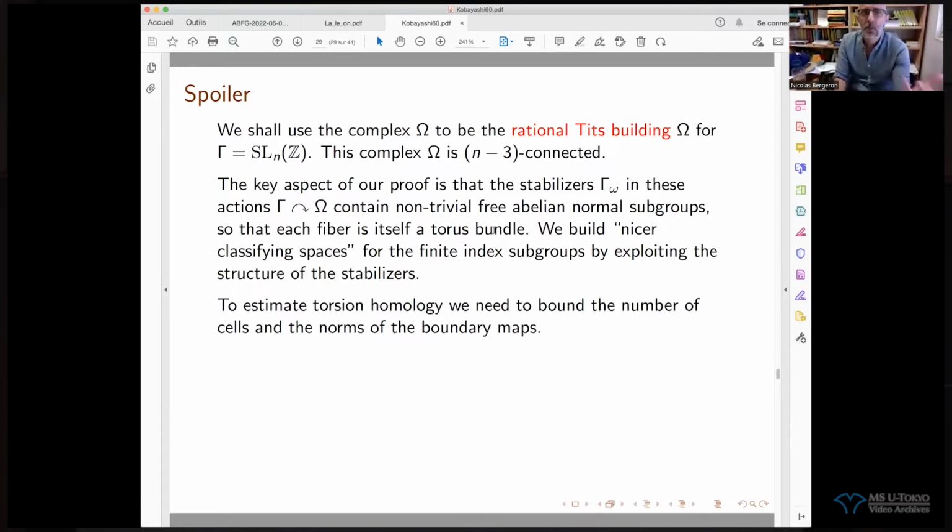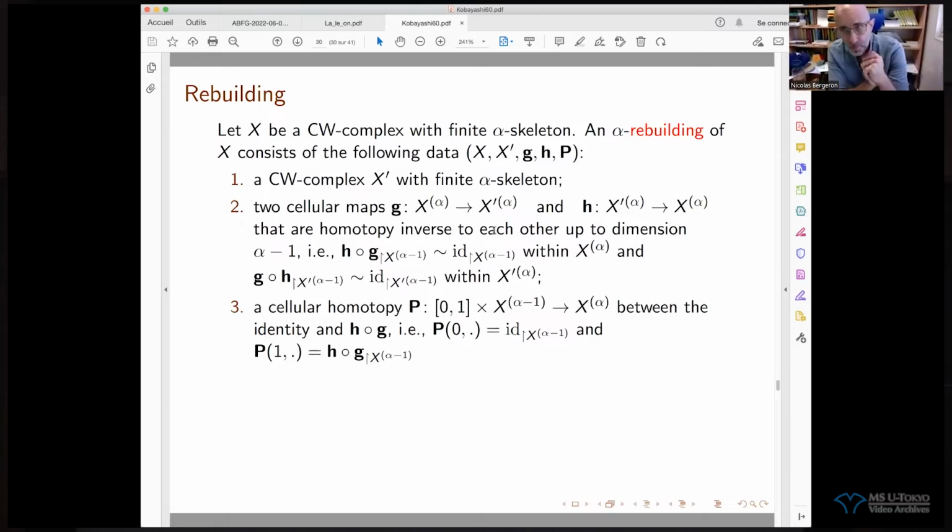That's the motivation to introduce the next important step in the proof, the notion of rebuilding. I will review what is written here, but it's a natural notion. We have a cellular complex X at the beginning that we know computes the homology of gamma at least up to degree alpha, and we want to modify it so that it has a smaller skeleton, so fewer cells. That's what we will call a rebuilding.